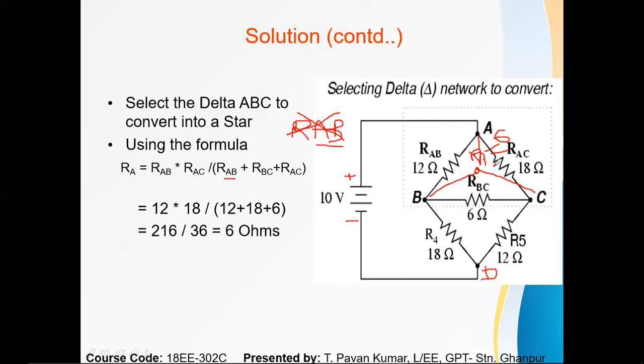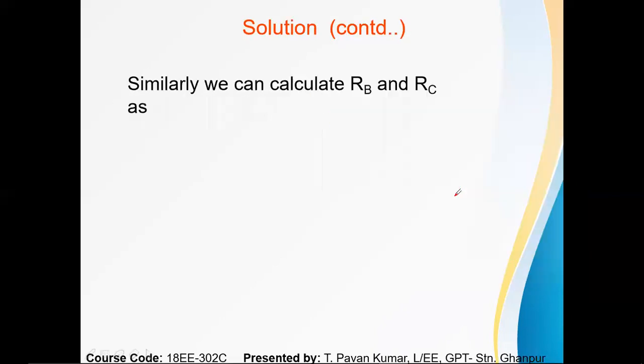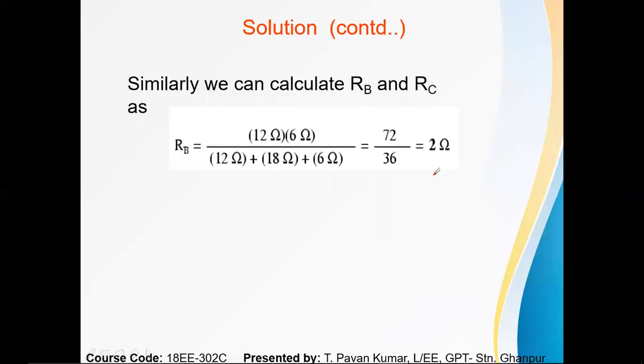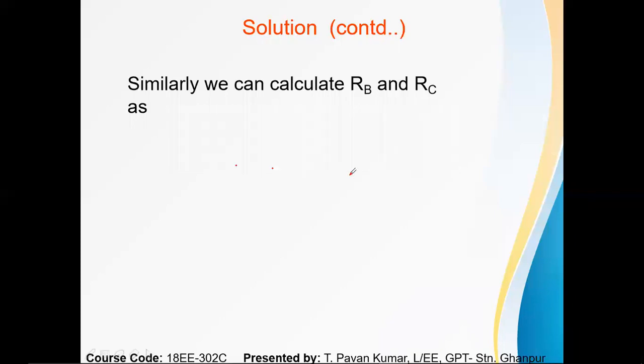Next, you need to find RB. RB is nothing but 12 into 6 by 12 plus 18 plus 6.